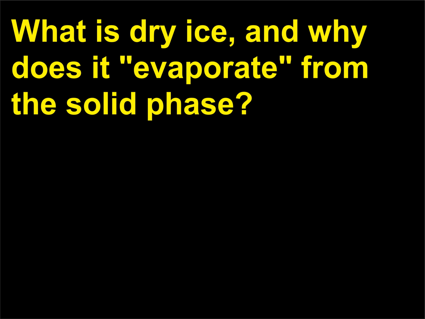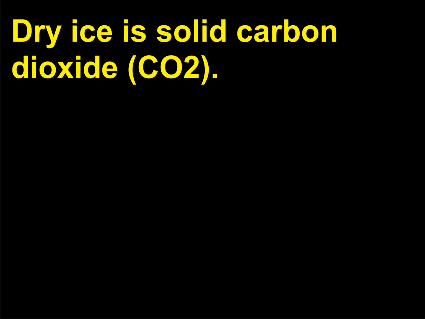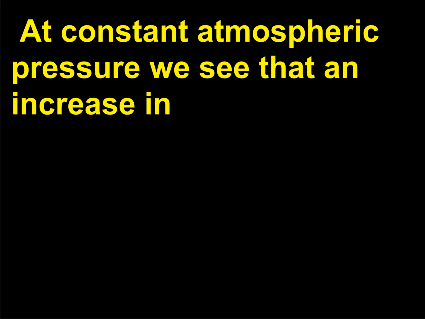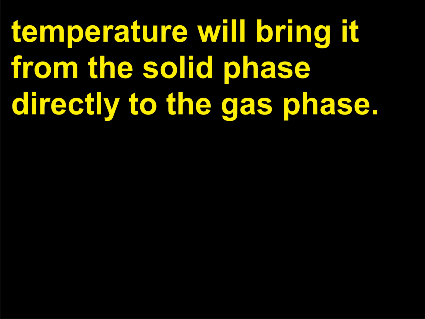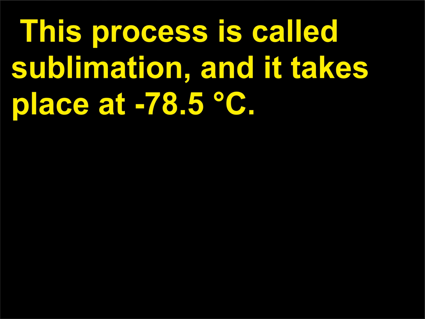What is dry ice, and why does it evaporate from the solid phase? Dry ice is solid carbon dioxide, CO2. At constant atmospheric pressure, we see that an increase in temperature will bring it from the solid phase directly to the gas phase. This process is called sublimation, and it takes place at minus 78.5 degrees Celsius.